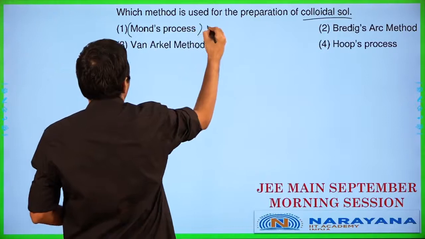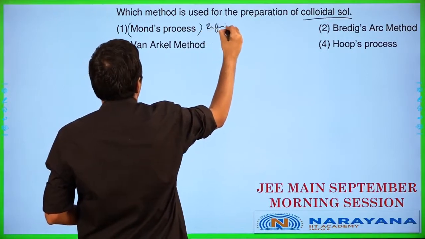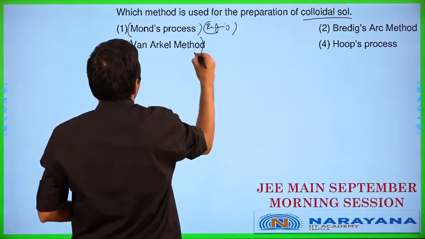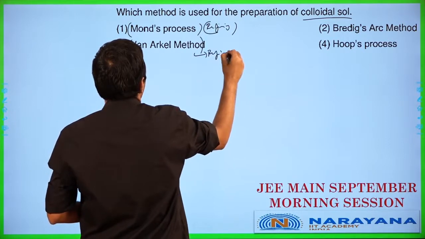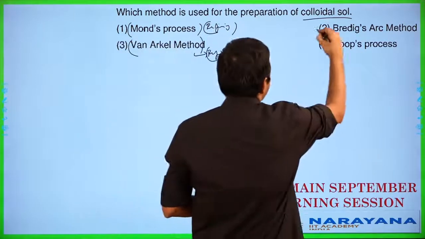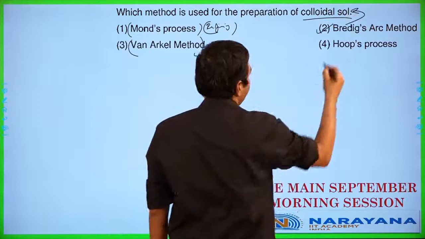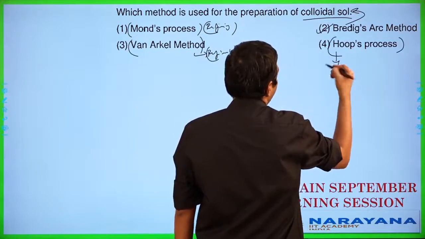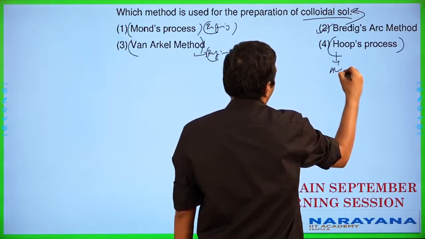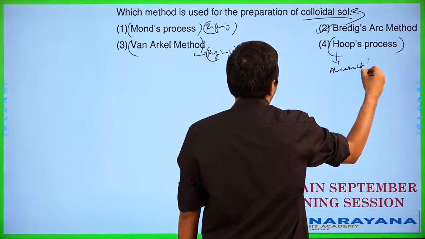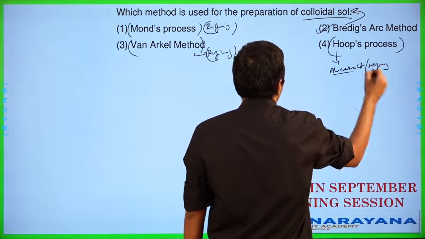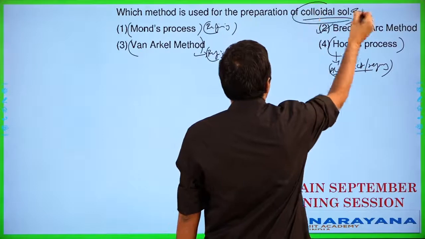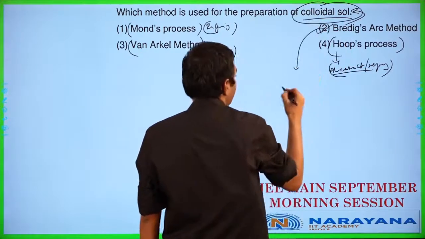Mond's process is going to be refining. Van Arkel method is also going to be refining. Briggs arc method is for colloidal salt preparation. Hoop's process is going to be again aluminum extraction and refining. Alright, so in this case colloidal salt over here, Briggs arc method is going to be the best one.